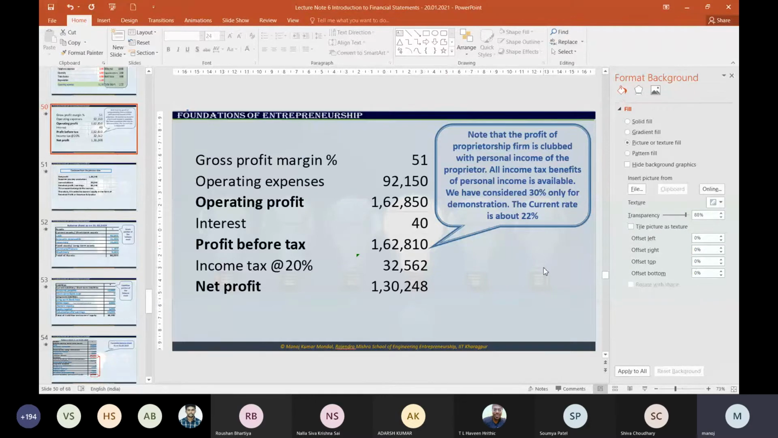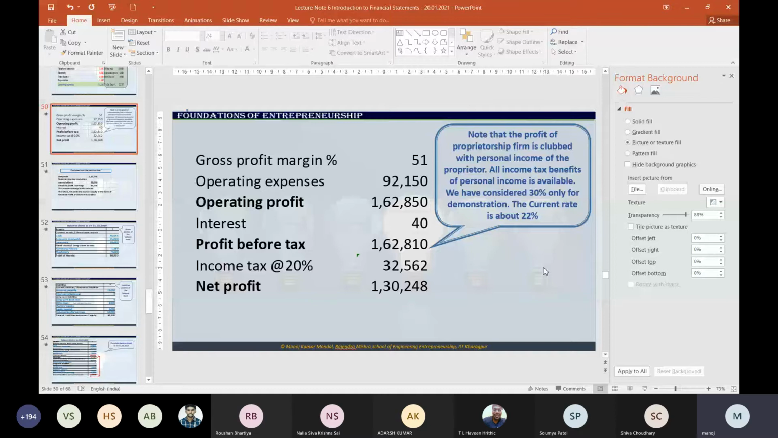Net profit. Now you pay income tax at the rate of 20%. For argument's sake, actual rate may vary from 17 to 22%, and then there is some surcharge also. So profit before tax is 1,62,000, and the income tax rate is 20%. Charge income tax on that. So that is 32,562. So net profit will become 1,30,248. This is your money.